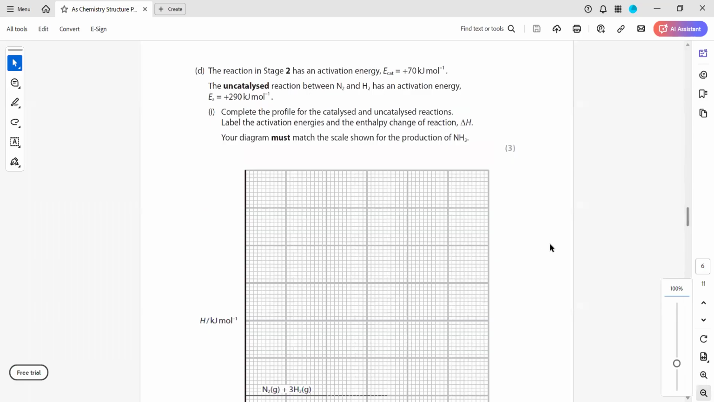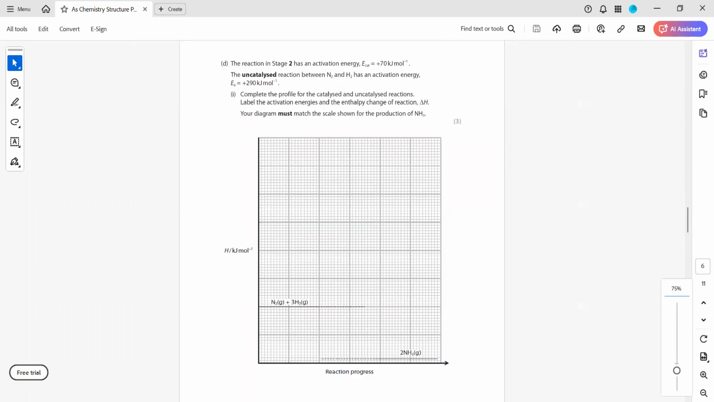It's not like you start with the origin, because you don't know what energy the reactant has, but you know the energy needed from reactant till the start should be 70 when there's a catalyst, and when there's no catalyst, it should be 290. So if I take this as any value, this will be 50, this will be 100, this will be 150, 200, 250, and then 300.